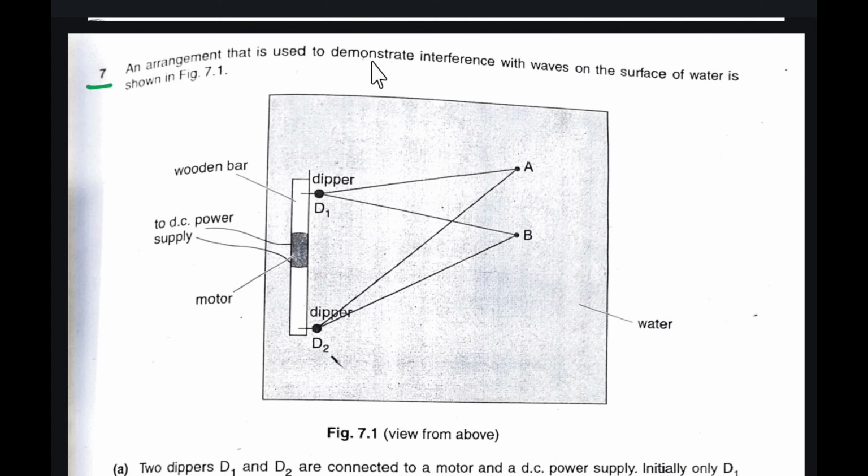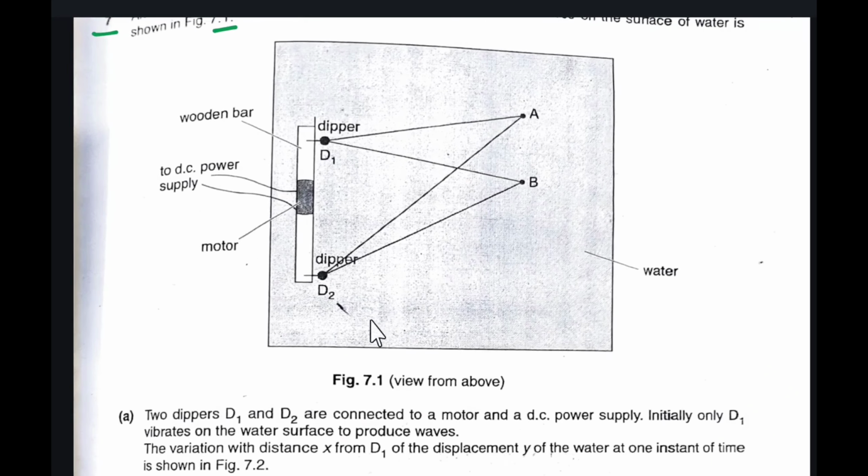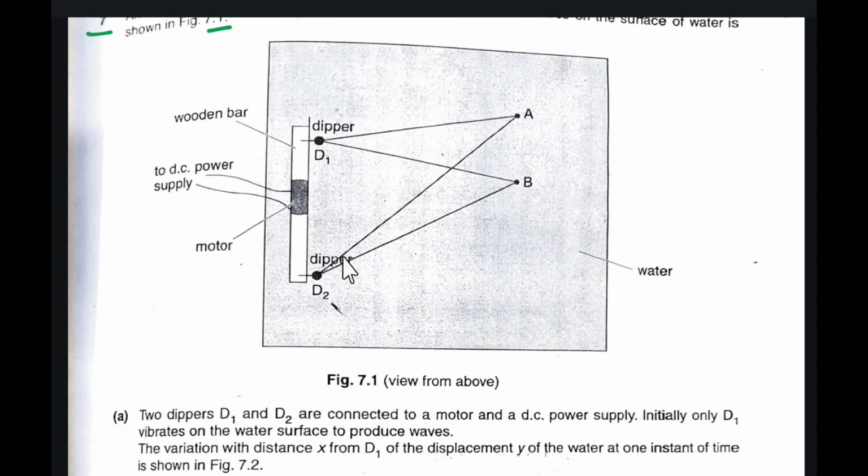Number 7. The arrangement that is used to demonstrate the interference of waves on the surface of water is shown in figure 7.1. So this is used to demonstrate the interference pattern. Two dippers, D1 and D2, are connected to the motor and a DC power supply. Initially only D1 vibrates on the water surface to produce waves, and D2 is stopped.